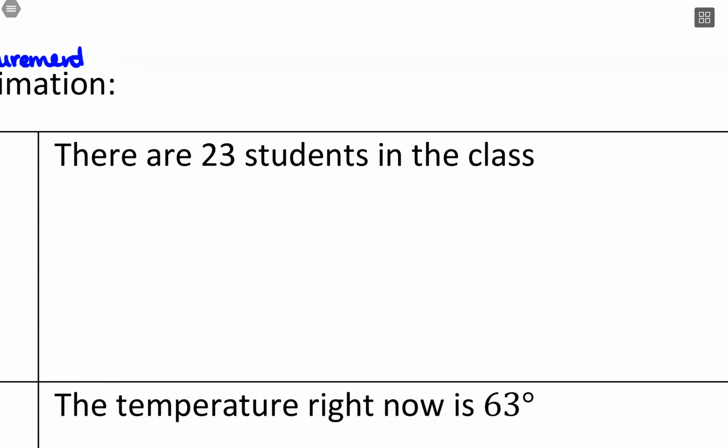Now, if I said there are 23 students in the class, this is coming from counting. Like the name is on the list, or the people that I see sitting in the classroom. And this is exact. It's going to be exactly 23 students. There isn't going to be any questioning of a decimal place or anything like that with this number.